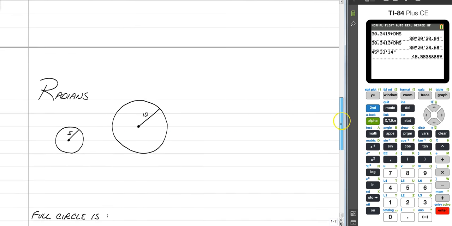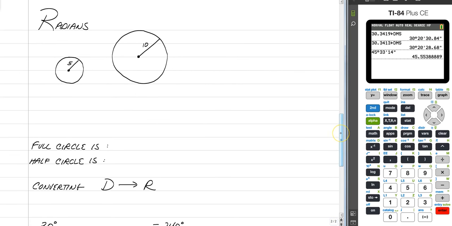So we're going to go talk about radians now. So let's think about radians. I mean, we know that a circle is 360 degrees, okay? But that's just kind of like the central angle. What if we want to talk about the outside of the circle?